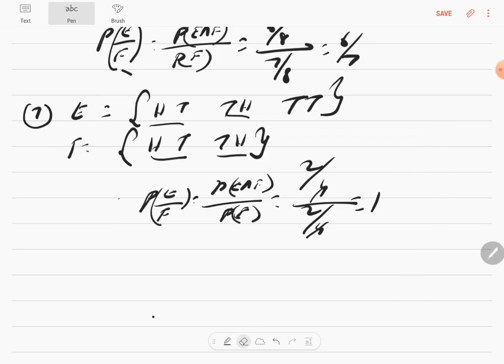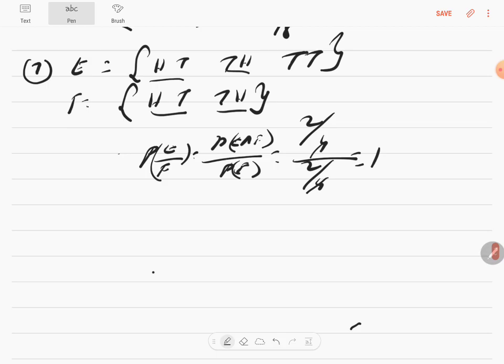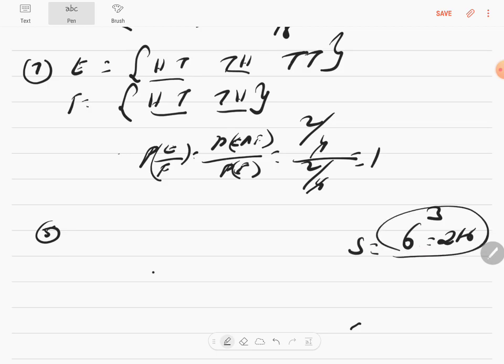Outcomes to the power number of times you're throwing. Yeah, so that completes it. So let's go to the next sum, which is the 5th question. A die is thrown 3 times. The total outcome of 1 throw is 6, so for 3 throws it is 6 to the power 3. So the total sample space will be 216.